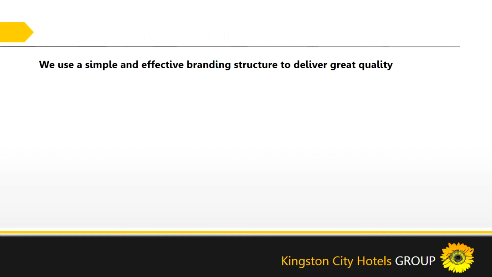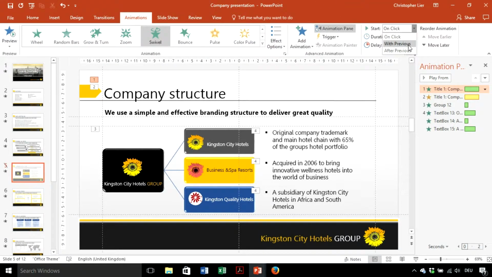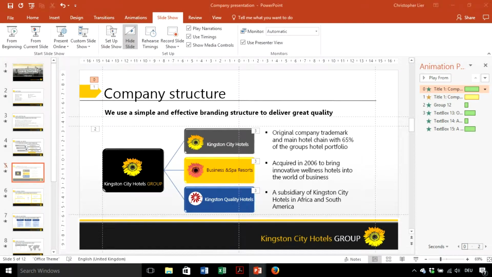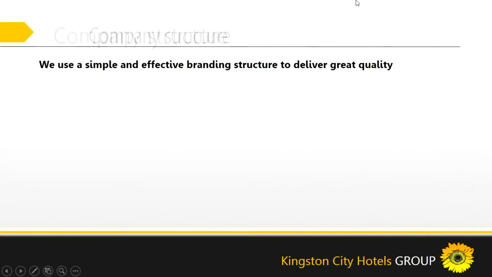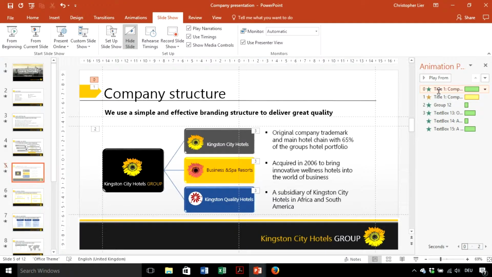I can show you now. And this is the first effect. I clicked on the mouse and then it comes in. You could also choose the option with previous. This means it would start with opening the slide because there is no previous animation. Let's go back into the presenter mode, and without clicking anything, the animation comes.